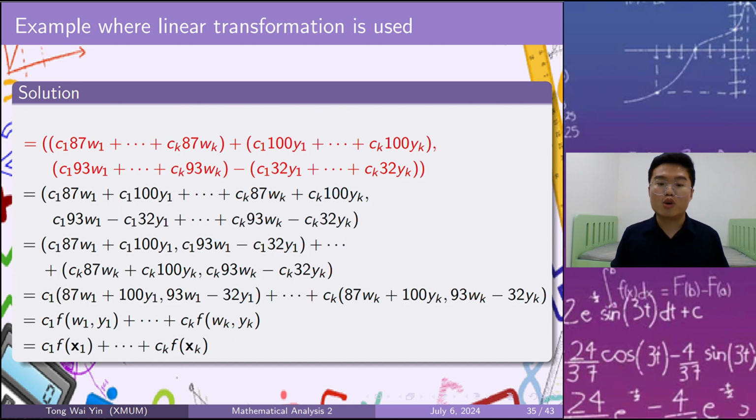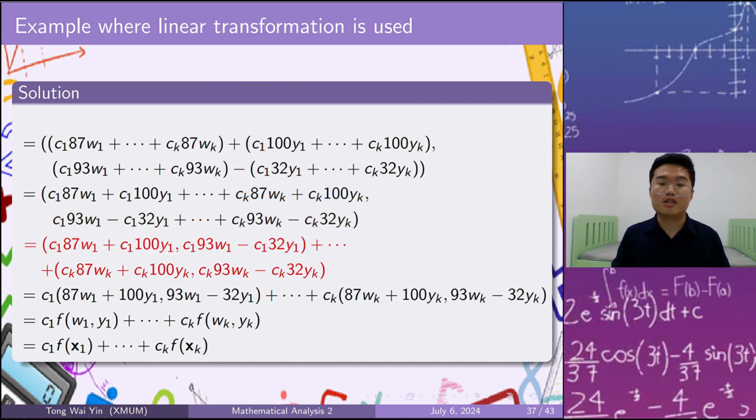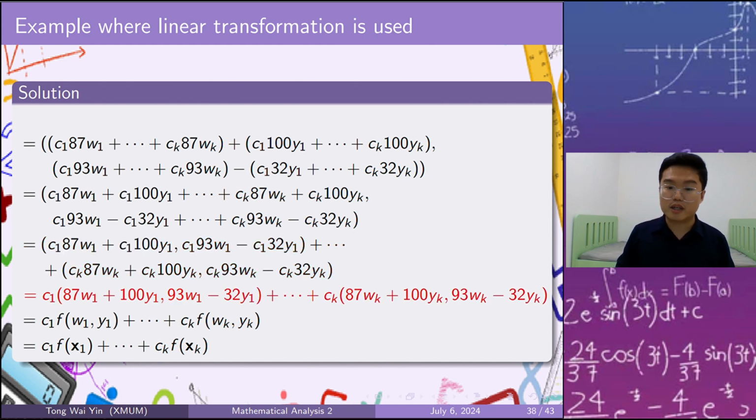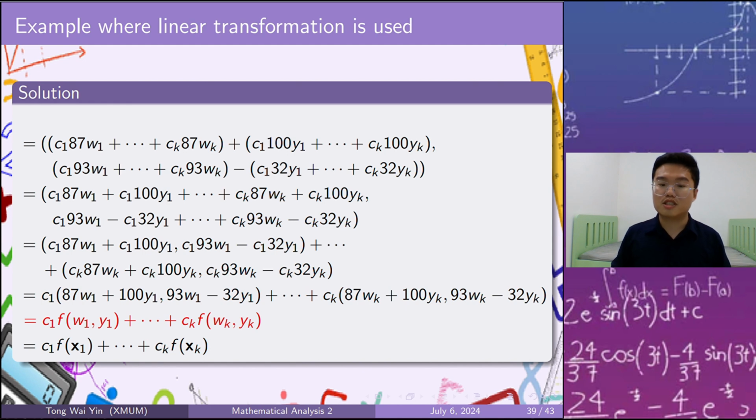Now, we continue from the row we stopped at on the last page, which is the part I highlighted in red. After changing the order, we get the following. Then, we can separate this vector into a summation of vectors with the same scalar. Next, we can factor out the scalars for each vector. Now, we can observe that each vector is actually the function f applied to the pair (wj, yj) for j from 1 to k. So, this is equal to the sum of c1 times f of (w1, y1) up to ck times f of (wk, yk). Lastly, this is equal to the linear combination of the function f applied to each vector x separately, multiplied by their respective scalars.